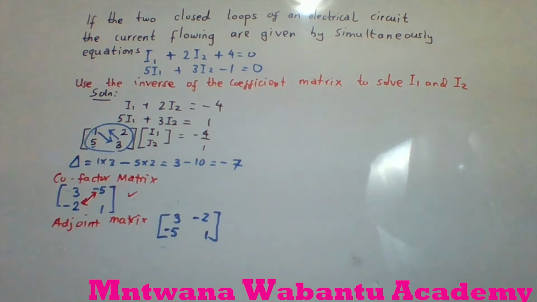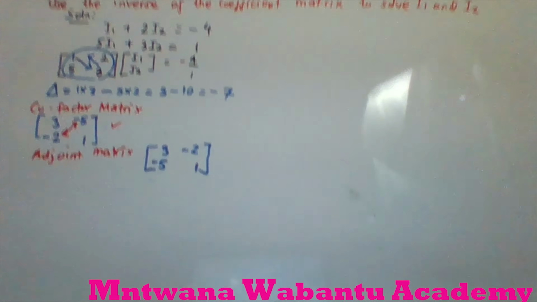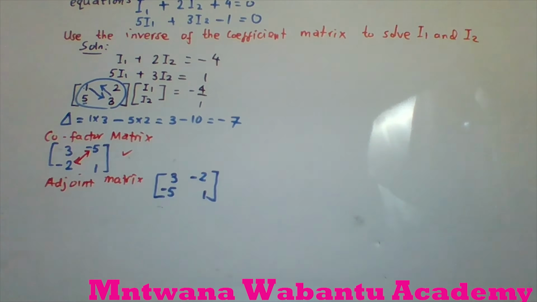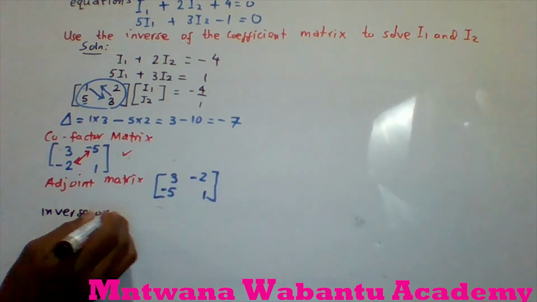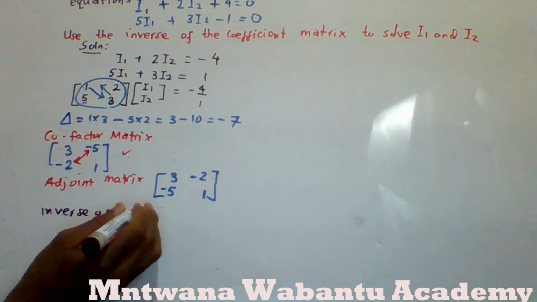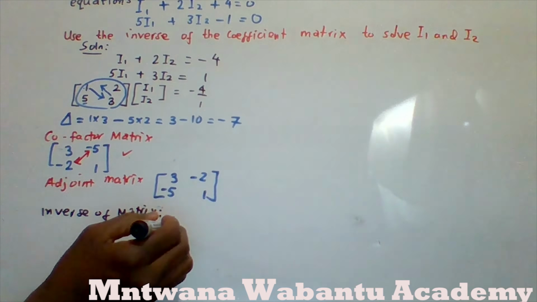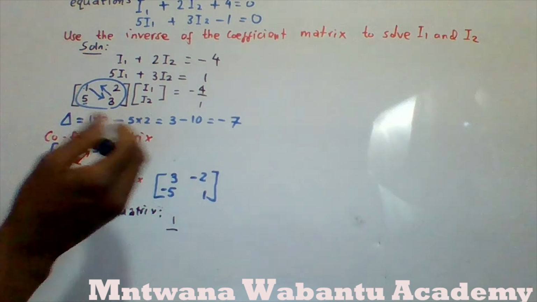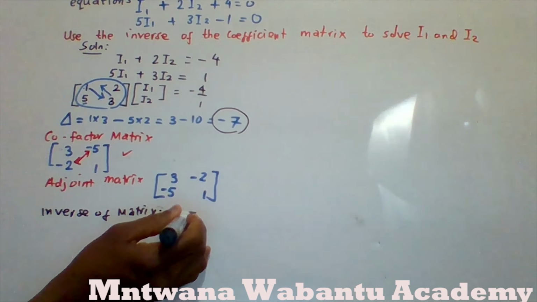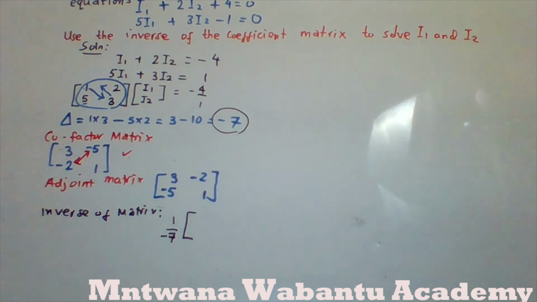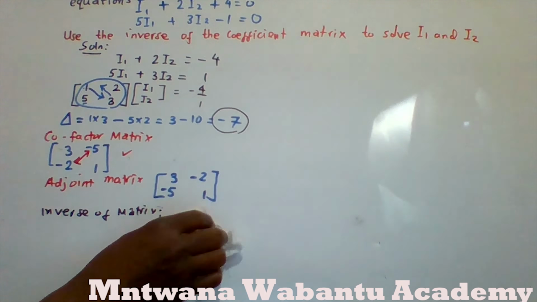So to get the inverse of the matrix, we say 1 over the determinant. What is the determinant of the matrix? Negative 7. Oh, excuse me, before we do that, I have to get the adjoint first, and then get the inverse. My apology.